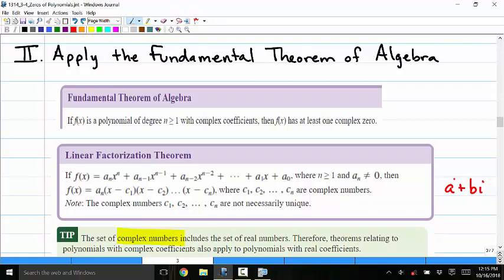In your complex number, if a is 0, you have what's called a pure imaginary number. And if a and b are both non-zero, you have what's called the complex numbers. So the complex numbers contain the real numbers. So you're being asked to find the zeros of a polynomial over the complex number system.